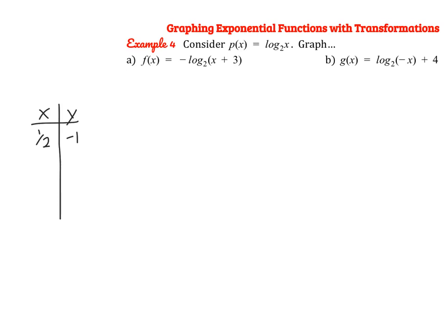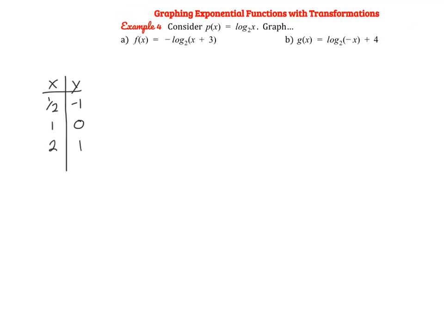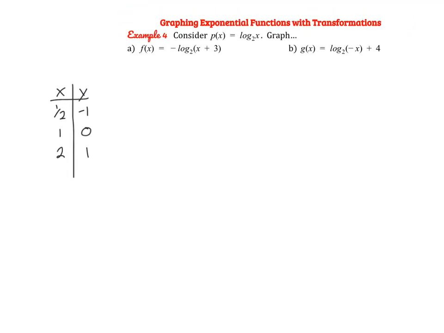And then I will always pick 1, and I know that 2 to the power of 0 equals 1. So any parent function for logarithms will go through the point (1, 0). And then the last one I'll pick is itself, 2. And I know that 2 to the power of 1 is 2. So these are 3 points I can start with. And I can graph these just to see what our parent function looks like. So we get something that looks like this.